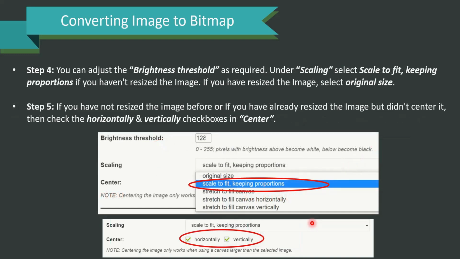Step 4. You can adjust the brightness threshold as required as well. Under the scaling option, select scale to fit, keeping the proportions if you haven't resized the image. If you have resized the image, select the original size. You can see that here the center and scaling are available, where in scaling we have selected scale to fit, keeping proportions. And step 5, if you have not resized the image before or if you have already resized the image but didn't center it, then click horizontally and vertically checkboxes in the center. You can see that the center, horizontally and vertically both are clicked.